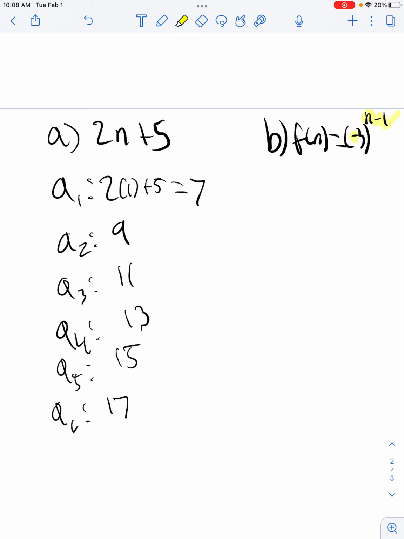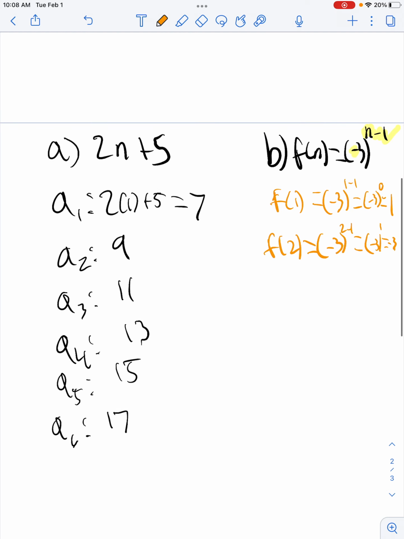Over here, notice things to point out. I've got a negative on the inside, and then it's raised to the n minus 1 power. So f of 1: negative 3 to the 1 minus 1. Remember, anything to the power of 0 is equal to 1. Let's plug in a 2. 2 minus 1 is 1, so negative 3 to the first power is negative 3. If I plug in a 3, and this is what I want you to notice, 3 minus 1 gives me 2. When I have a negative number inside, this is negative 3 times negative 3, which gives me positive 9.